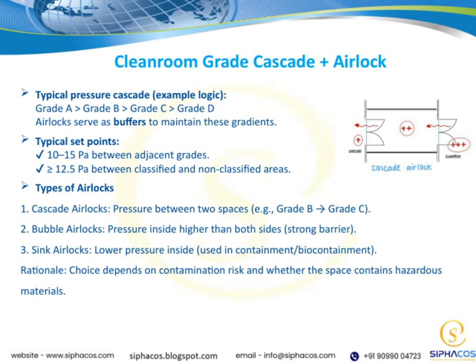This helps prevent contamination from moving between zones. Now let's look at the types of airlocks. First, we have cascade airlocks, which are used between two spaces with different pressures, like between grade B and grade C. Then there are bubble airlocks, where the pressure inside is higher than on both sides, creating a strong barrier, useful when we need a very tight seal. Finally, sink airlocks have lower pressure inside, often used in containment or biocontainment environments.